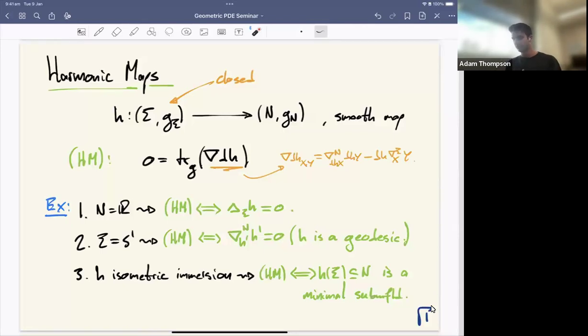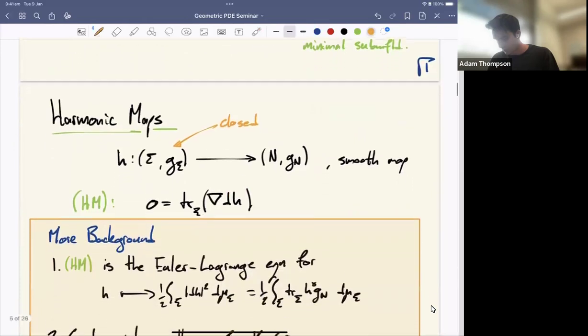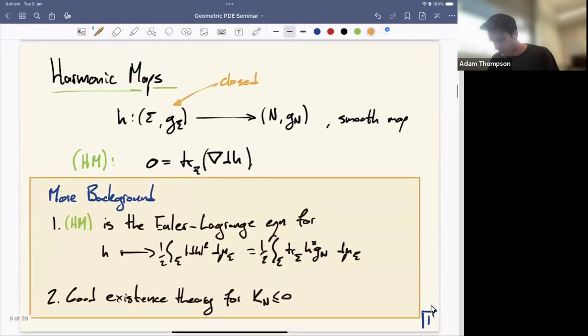Yeah, so this harmonic map equation has been studied for quite a while. It was originally introduced by Thompson, and like I said, it unifies these natural geometric equations. So it's been well studied. Maybe just some more background information.